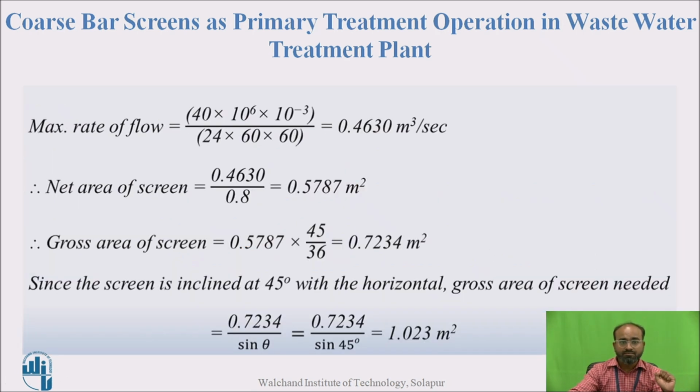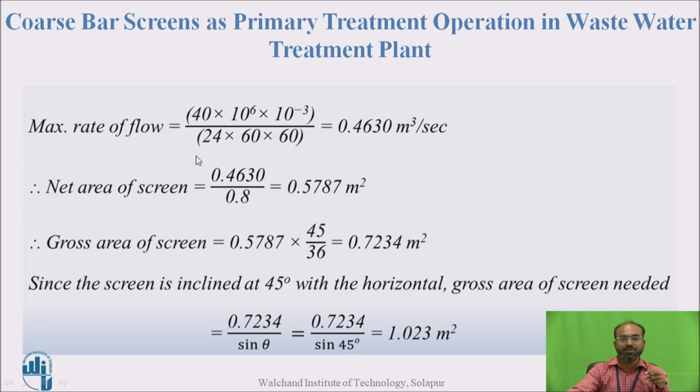Fine. Now at a maximum flow rate which is given in MLD, I will convert it into meter cube per second. That is 40 into 10 raised to 6, that is million liters, multiplied by 10 raised to minus 3, converting liters to meter cube, divided by 24, that is 24 hours, multiplied by 60, converting into minutes, multiplied by 60, converting it into seconds. So the value would be coming as 0.463 meter cube per second. Now this is the maximum flow rate.